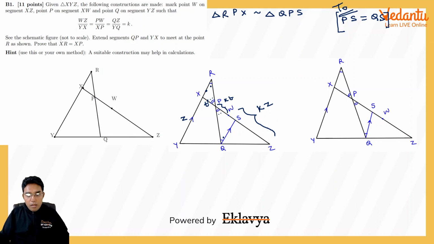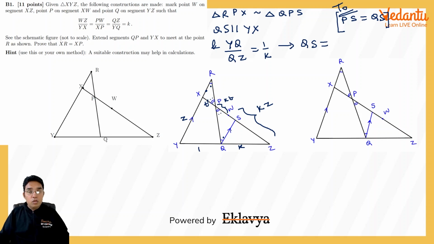Now, because QS is parallel to YX, and YQ upon QZ is equal to 1 upon k, as you know, this is also given to us, k ratio 1 ratio. So from this we can conclude this length QS, using BPT, basic proportionality theorem, is k upon k plus 1 into this YX, because YX is parallel to QS, so the ratio will be k upon k plus 1 into z. So this is what QS we have obtained.